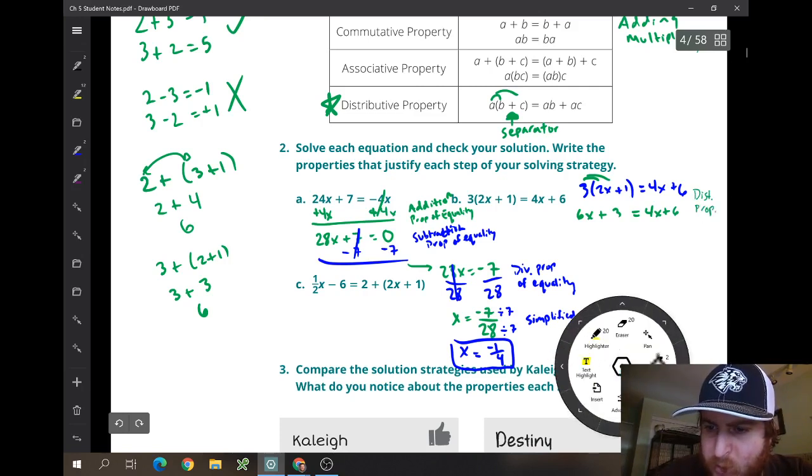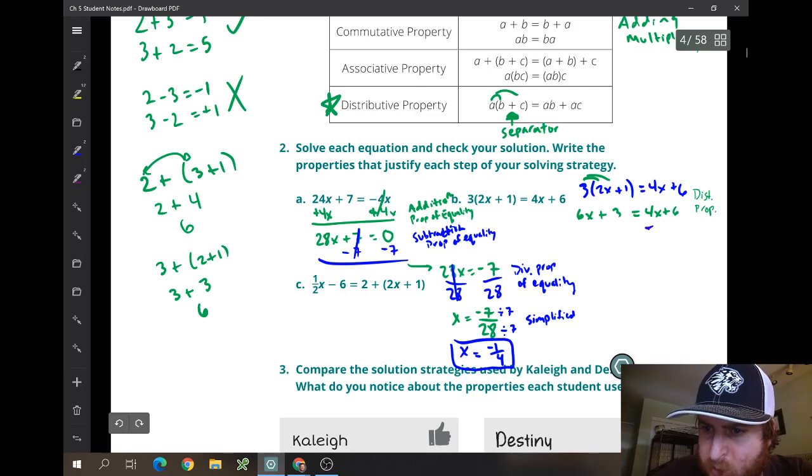Then from here, I want to move all of my x's to one side. So I'm going to do minus 4x and minus 4x, and at the same time, minus 3 and minus 3 to move my numbers to the other side. Make sure you bring your equal sign down. If you want to put a line here, you can, but make sure your equal sign goes down. So those cancel out, those cancel out. 6x minus 4x is 2x. 6 minus 3 is 3. What did we do? We did the subtraction property of equality.